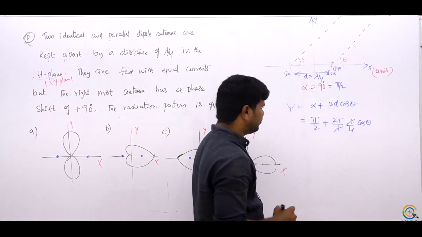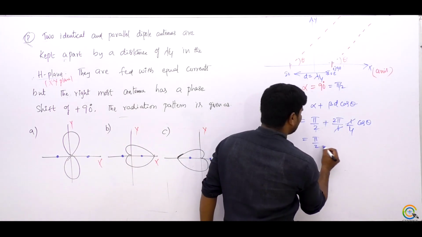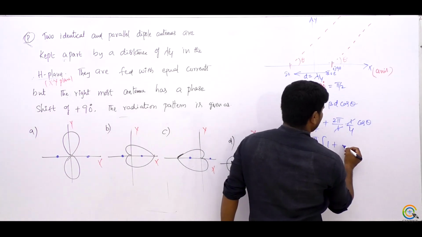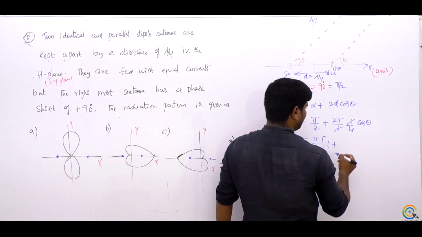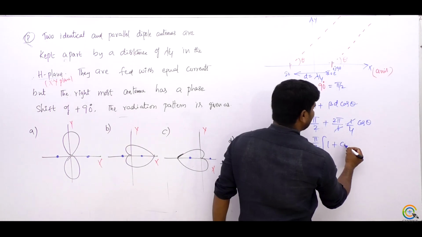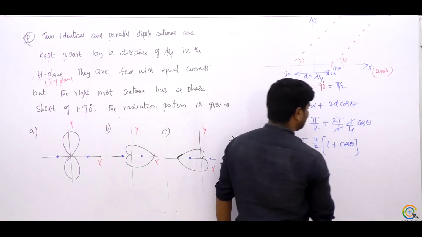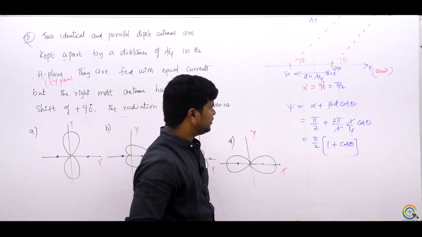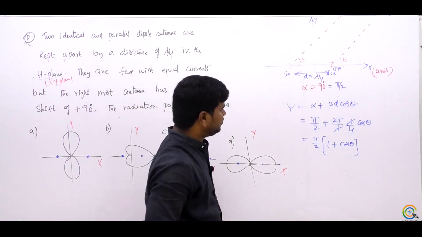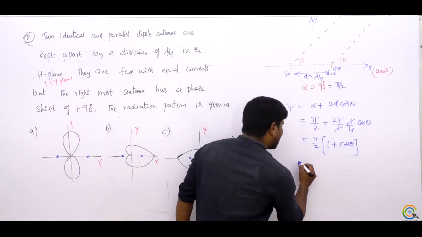Lambda will get cancelled. Here you will get pi by 2 into 1 plus cos theta, pi by 2 (1 plus cos theta). So this is psi. Now what is the error factor?